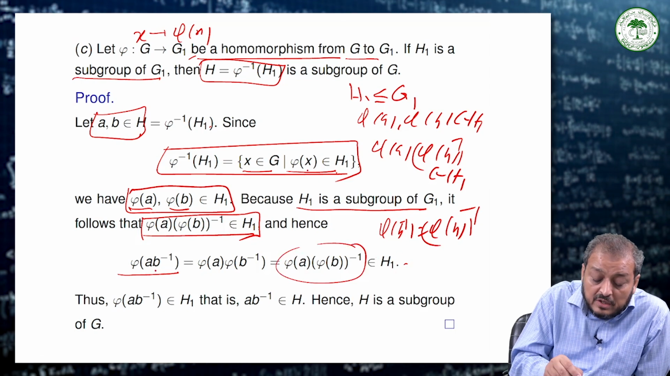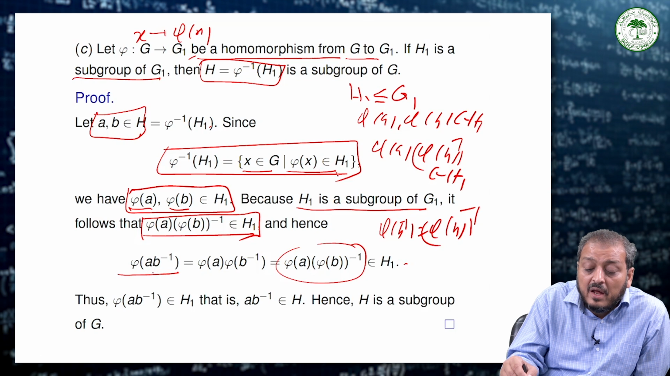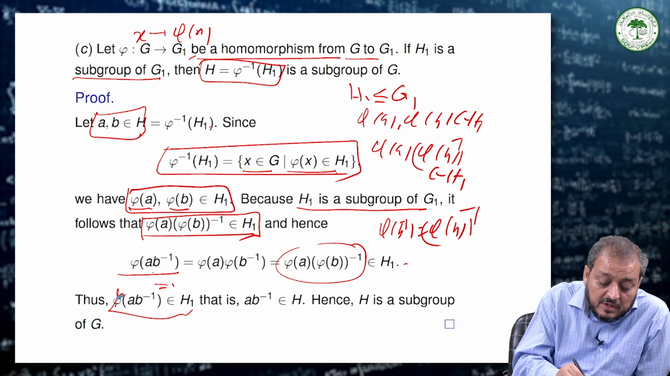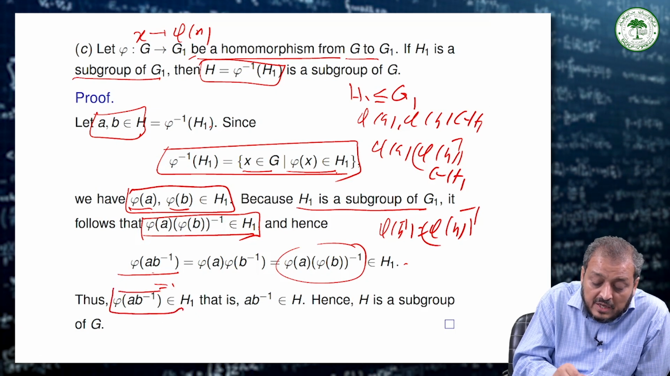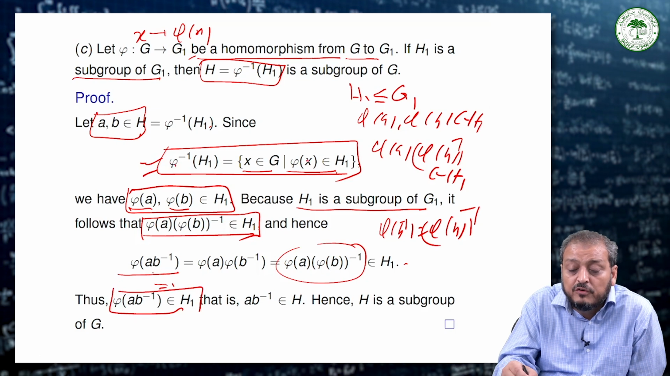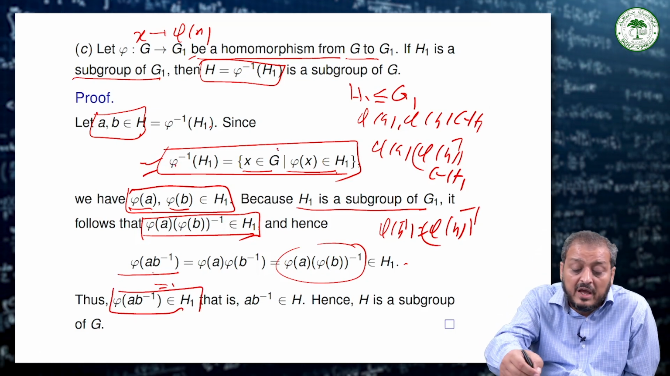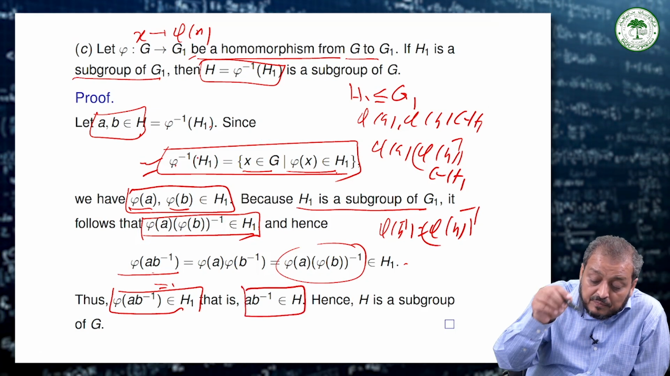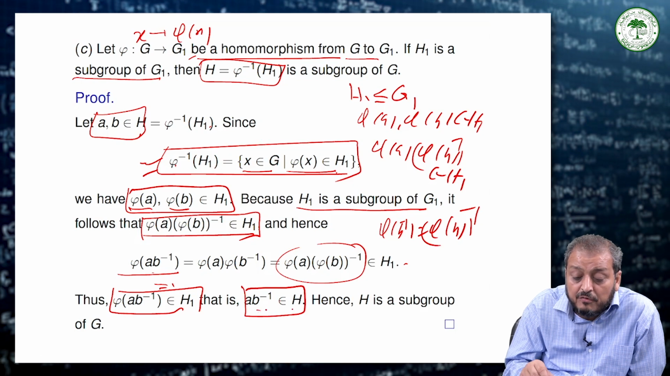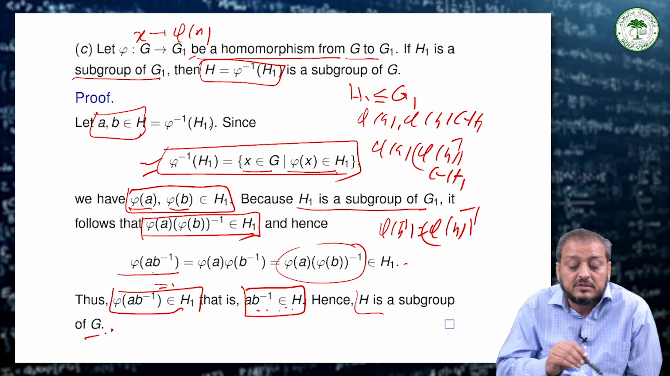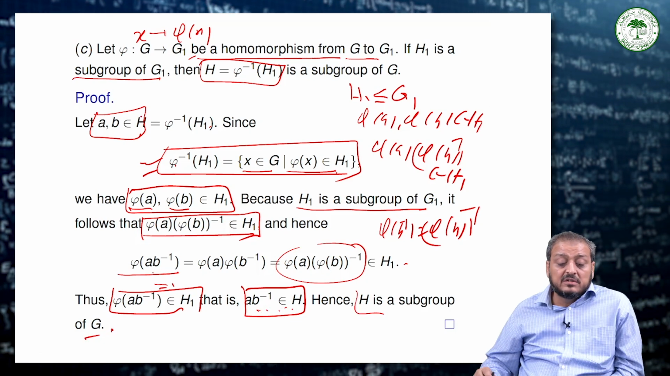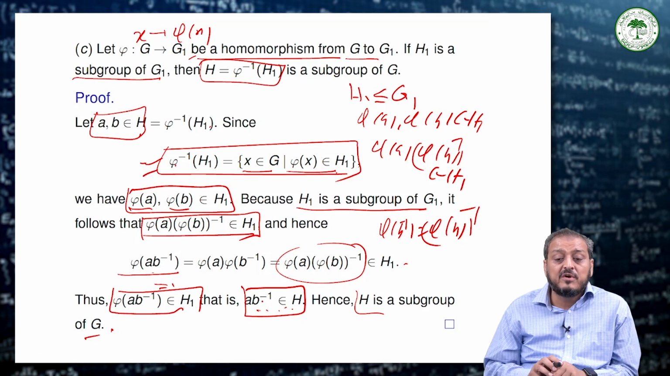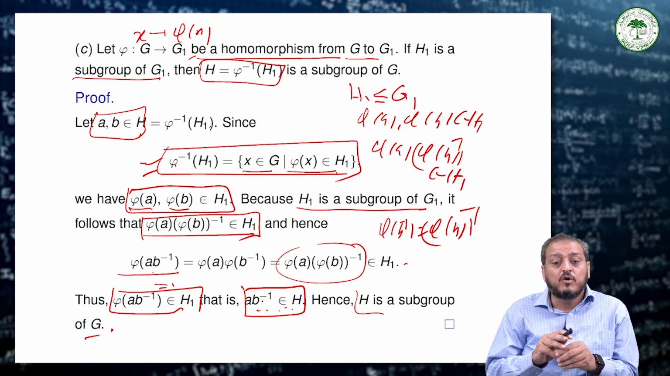And if this quantity belongs to H1, this means phi of AB inverse belongs to H1. So this implies that phi of AB inverse belongs to H1. If this belongs to H1, then we have phi inverse H1 equal to this form: the set of X in G such that phi of X is an element of H1. This means AB inverse is an element of H, and AB inverse being an element of H means H is a subgroup of G. So hence H is a subgroup of the group G.